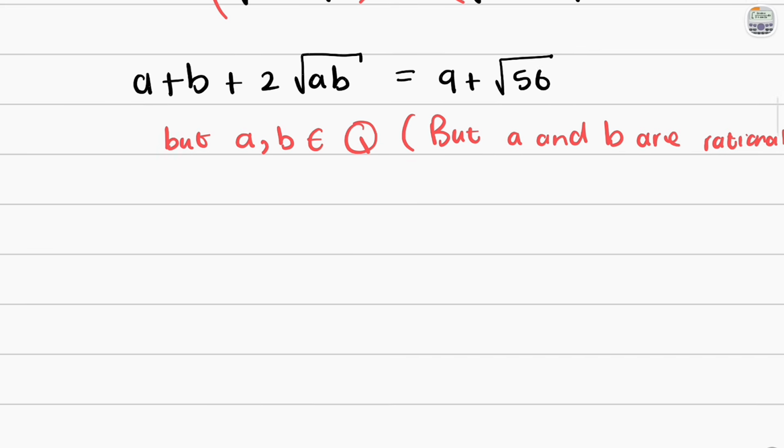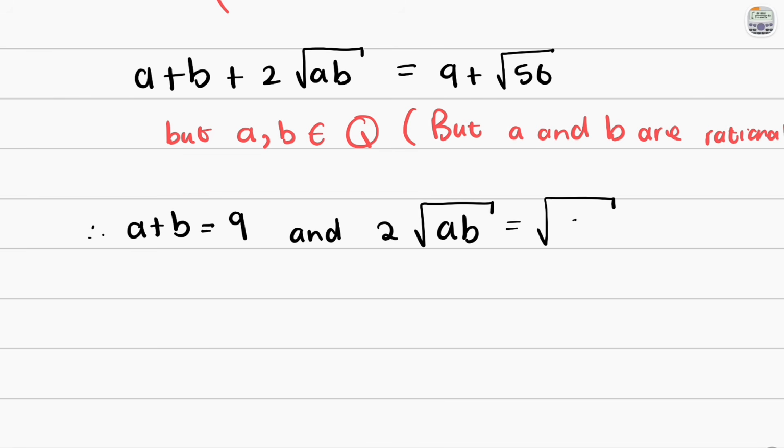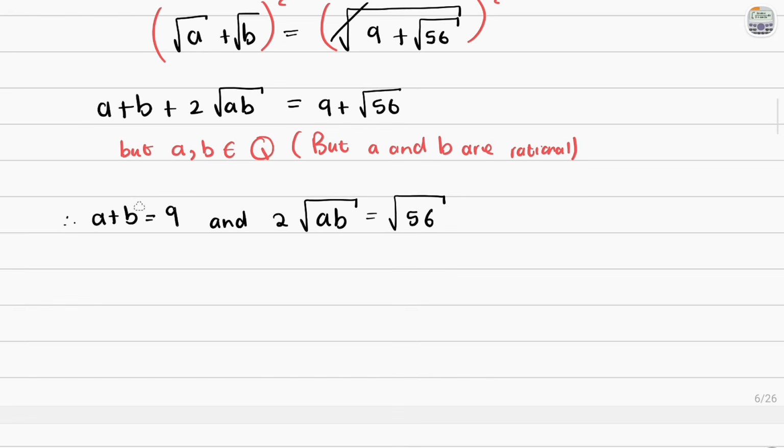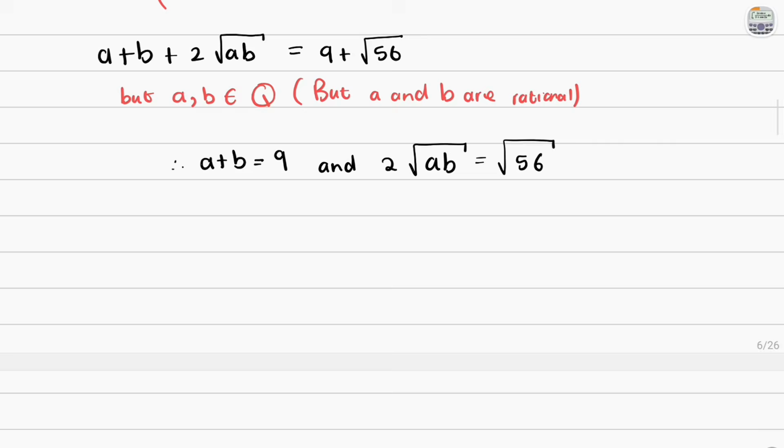Since they are rational numbers, that would mean that A plus B, when you add them together, would also give you a rational number, meaning they give you 9. And then that would mean that 2 square root AB is equal to the square root of 56. And so this is our simultaneous equation, and we need to solve for A and B.